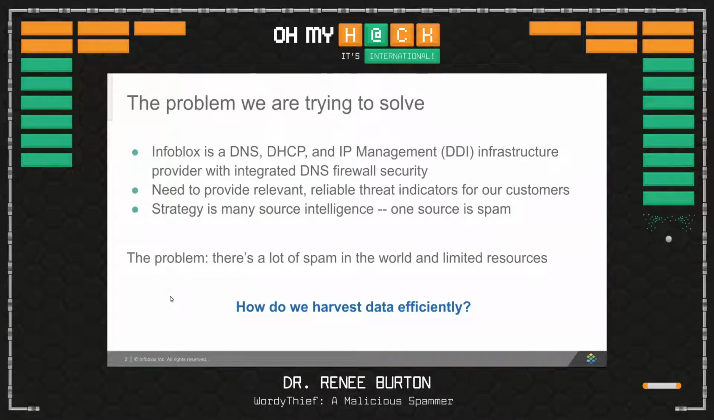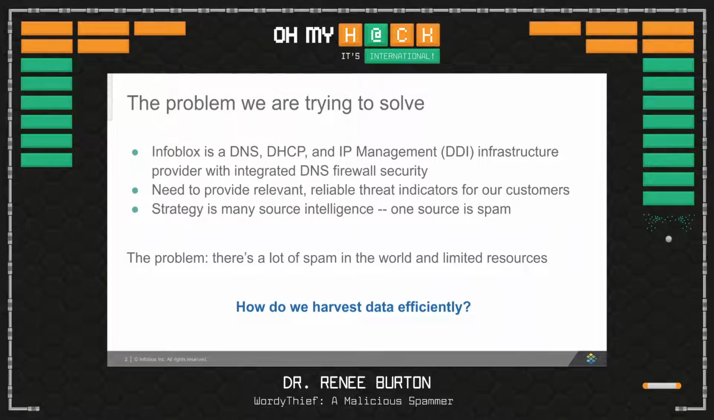So the problem we're trying to solve at Infoblox is being able to get as many threat indicators for our customers as possible. We are a DNS, DHCP, IP management, often referred to as DDI, infrastructure provider, and we have DNS firewall security, both for on-prem and cloud customers. So like many other people in the security arena, we're providing block lists, which include things like, for DNS, obviously, domain names and IP addresses with threat indicators to our customers.